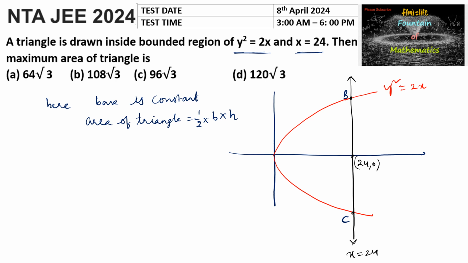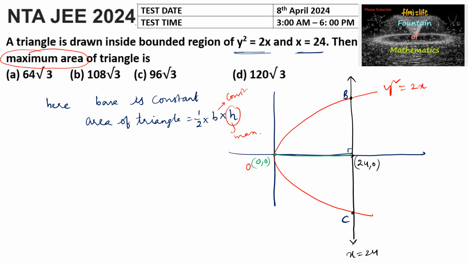And to get the maximum area, since the base is constant here, the height must be maximum. So the perpendicular to this line must be the maximum. And here we can see clearly that from the vertex of the parabola, that is the origin, the height, which is the perpendicular to this line, is the maximum. So this will be the maximum, and hence this can be the height.